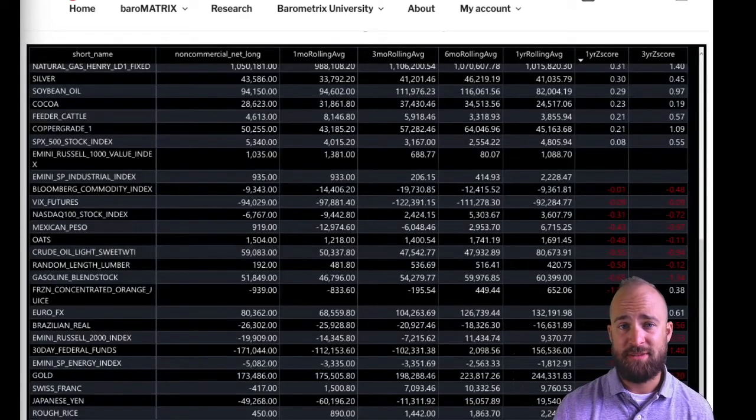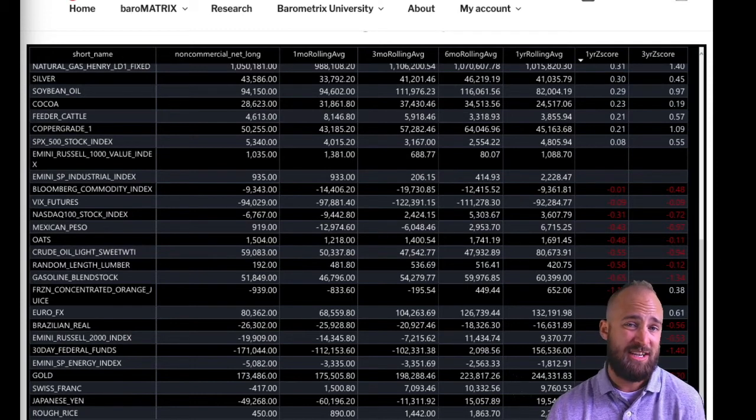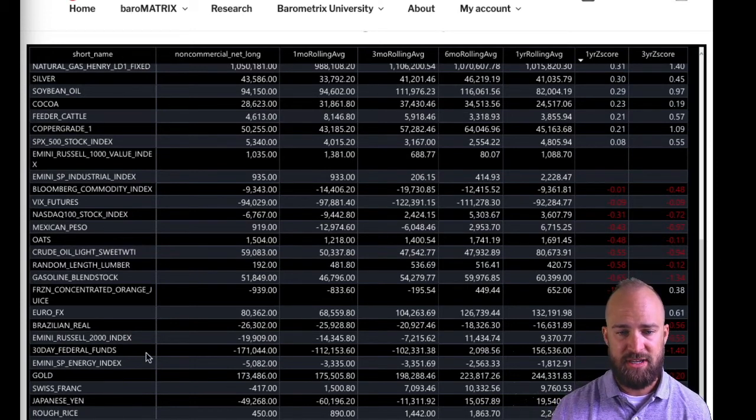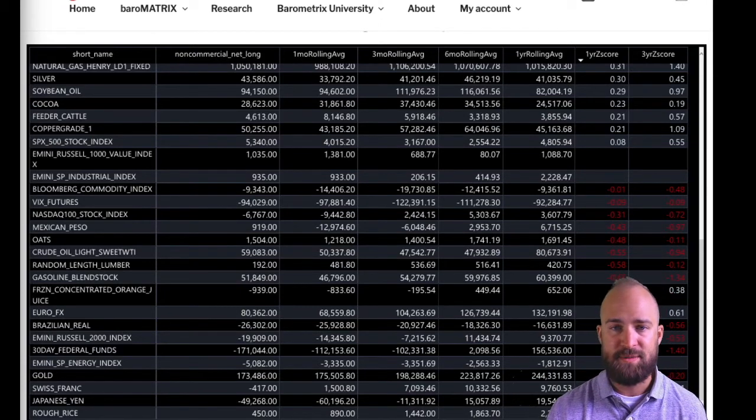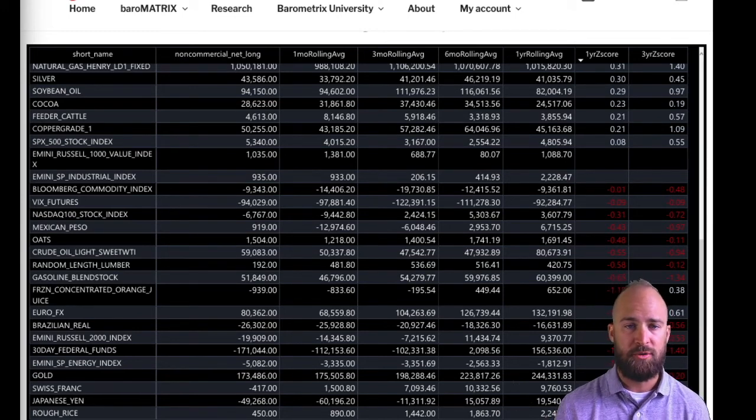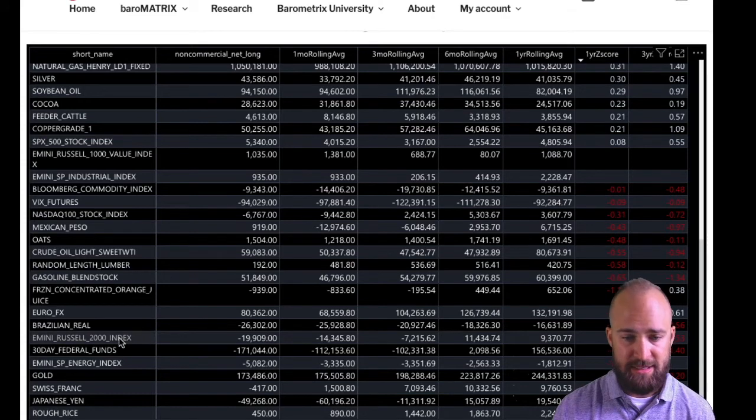Jumping back to the market positioning table here, also of note, reaching an extreme net short position is the E-mini Russell 2000 index, which I think of as a proxy for small caps, with a current 1 year Z-score of -1.44. So again, not the extreme side of extreme, but a notable net short position in small caps. And we will take a quick look at the detail in there.